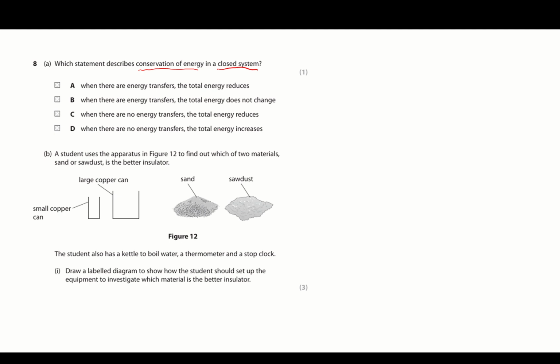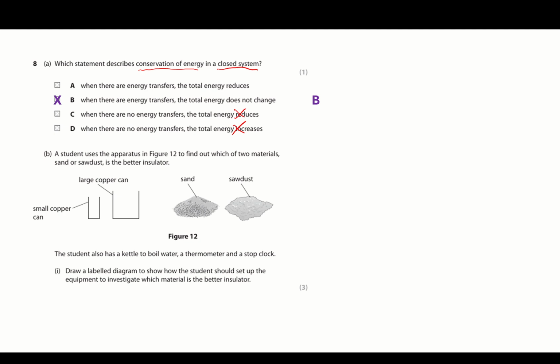When there are no energy transfers, the energy reduces. Garbage. When there are no energy transfers, the total energy increases. Equally garbage. So we go back to the top two. When there are energy transfers, the total energy reduces. When there are energy transfers, the total energy does not change. So what we're saying is we can move from one store of energy to another, but the total energy stays the same. So it's got to be B.